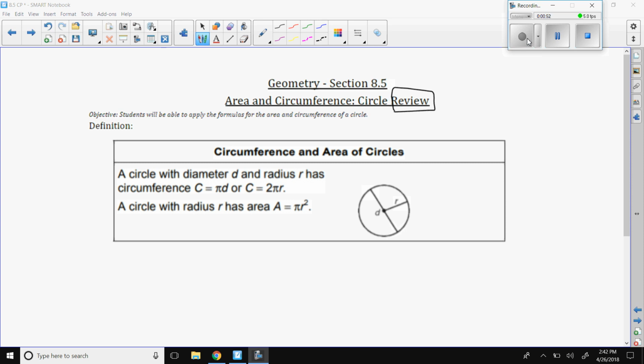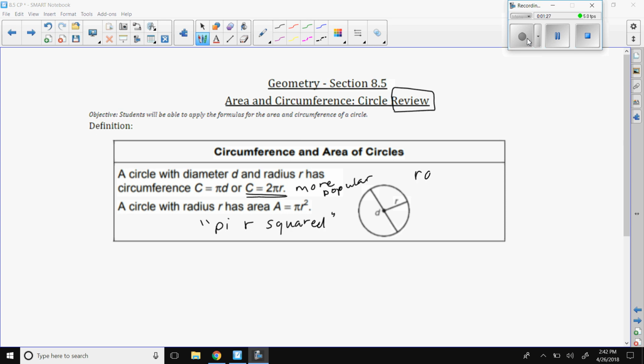A circle with a diameter d and a radius r has a circumference c equals pi d or c equals 2 pi r. This one is the more popular one. Okay, and the area of the circle with radius r is a equals pi r squared. So this is read as pi r squared.